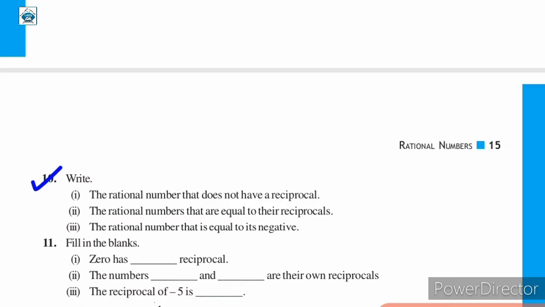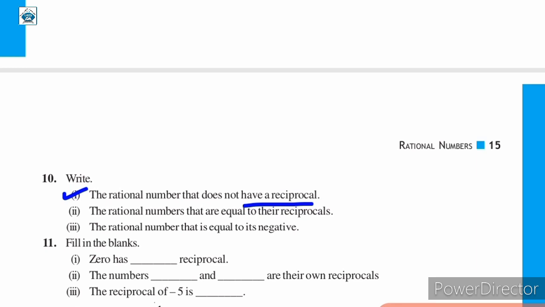Question number 10. Write first, the rational number that does not have a reciprocal. Second, the rational numbers that are equal to their reciprocals. Third, the rational number that is equal to its negative. So in question number 10, we need to write rational numbers, and firstly we are asked to write a rational number that does not have a reciprocal.